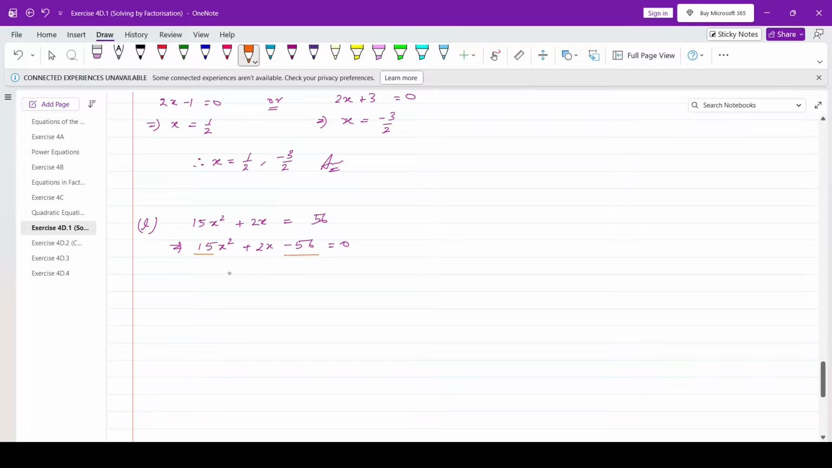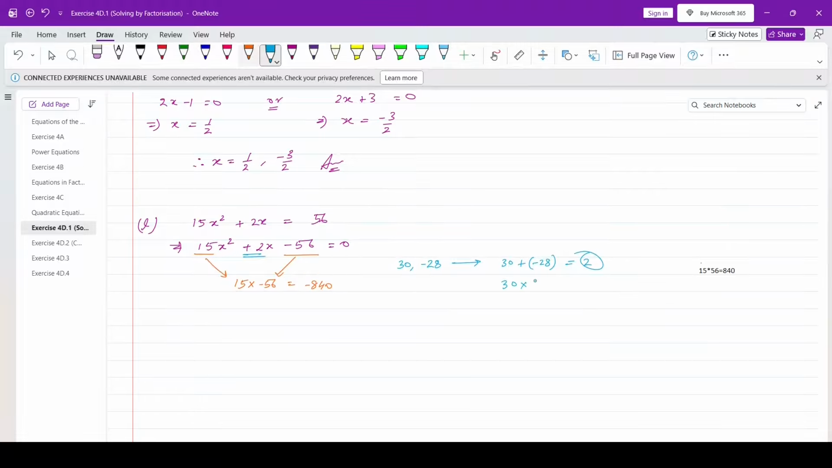Now 15 times negative 56, we get negative 840. Two numbers such that the summation is positive 2 and product is negative 840 are 30 and negative 28. Let's see how. 30 plus negative 28 becomes 2, which is equal to this number.